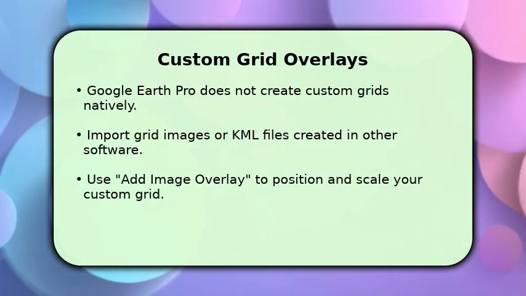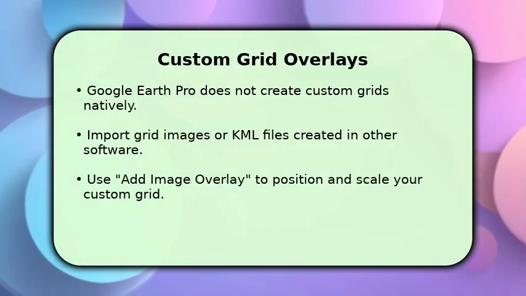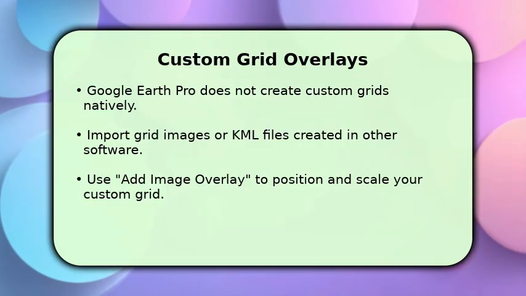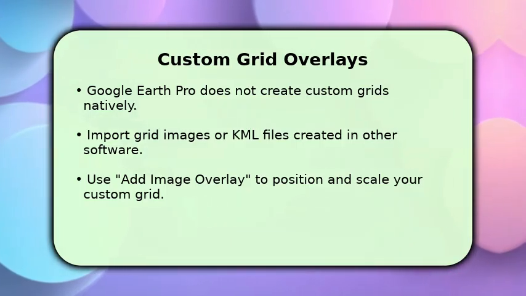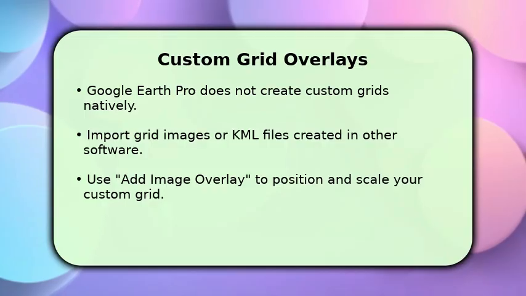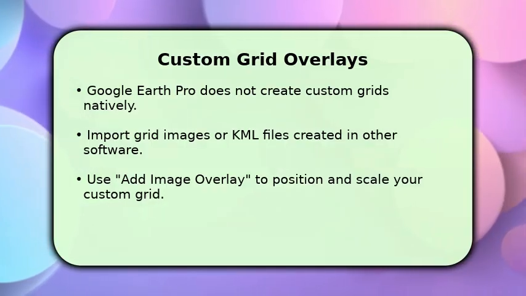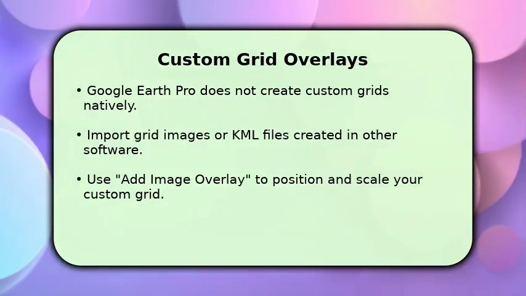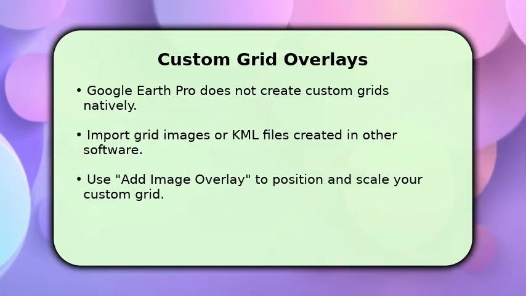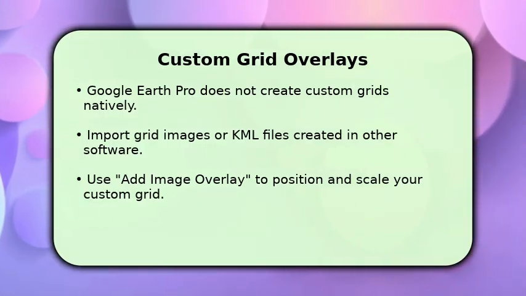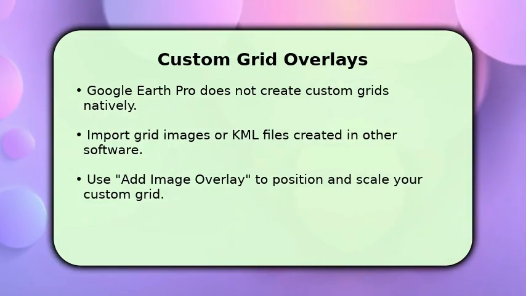Google Earth Pro does not have a built-in tool to generate custom grids with specific dimensions, like 100-meter squares. However, you can import custom grid images or KML files created using external software. To add one, go to Add, then Image Overlay, and browse for your grid file. You can then adjust its position, rotation, and transparency to fit your area of interest precisely.